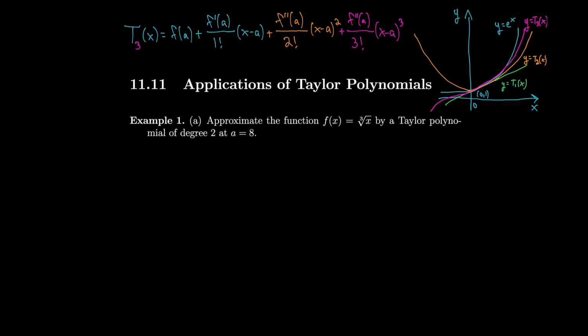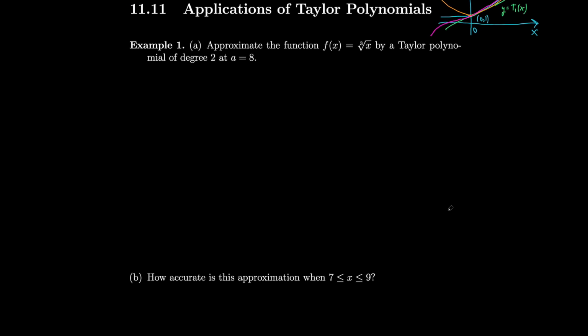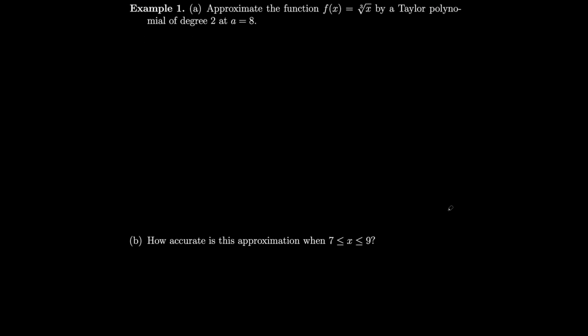And as you can see, the higher the degree of the Taylor polynomials, in general, the better approximation you get for your actual function. You just keep doing more and more degrees and adding more and more terms to your Taylor polynomial if you want a better and better approximation. So let's do an example of this, and how about we approximate the function f of x equals the cube root of x by a Taylor polynomial of degree 2 at a equals 8.